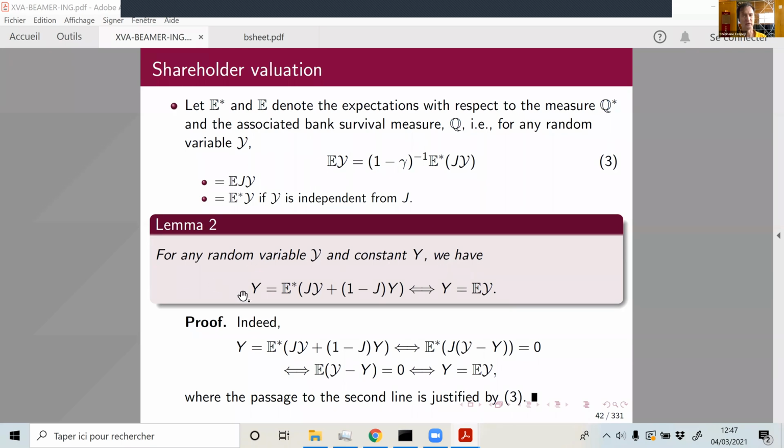Okay. Here the small lemma is saying that a number Y would be Q star expectation of J cash flow Y plus 1 minus J same number Y is the same thing as saying Y, number Y is expectation under Q measure, under the change measure of cash flow calligraphic Y. And I mean, the lemma is obvious, and Y is just number, so you pull it under the expectation here, and then you use 3, and saying that E star of J something is 0 is equivalent to saying that E of this something without the J is 0. And because Y is a number, you pull it out again from the expectation.